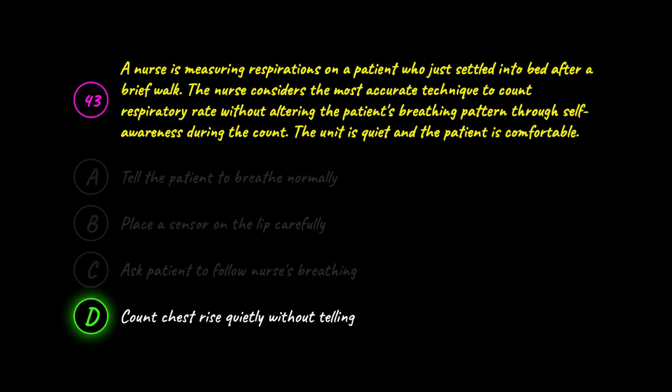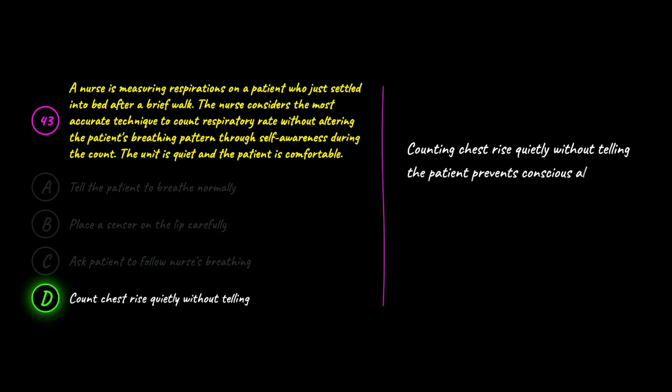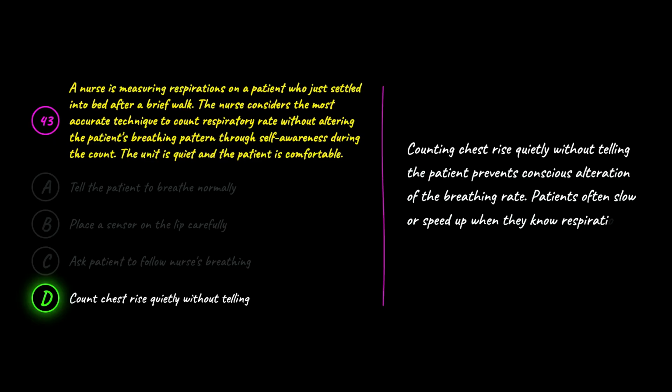The correct answer is D. Count chest rise quietly without telling. D is correct because counting chest rise quietly without telling the patient prevents conscious alteration of the breathing rate. Patients often slow or speed up when they know respirations are being measured, which biases the recorded rate.